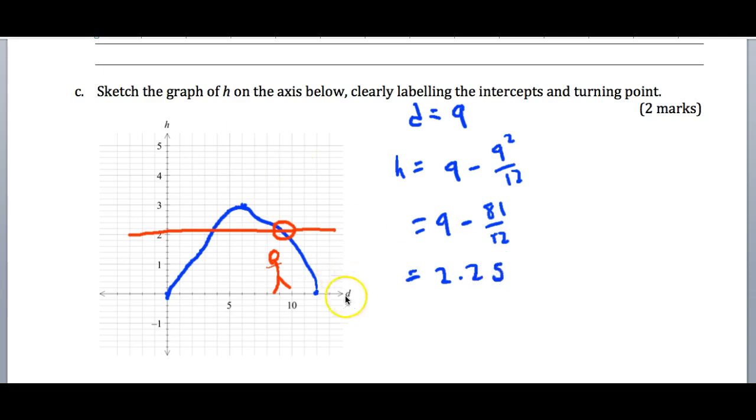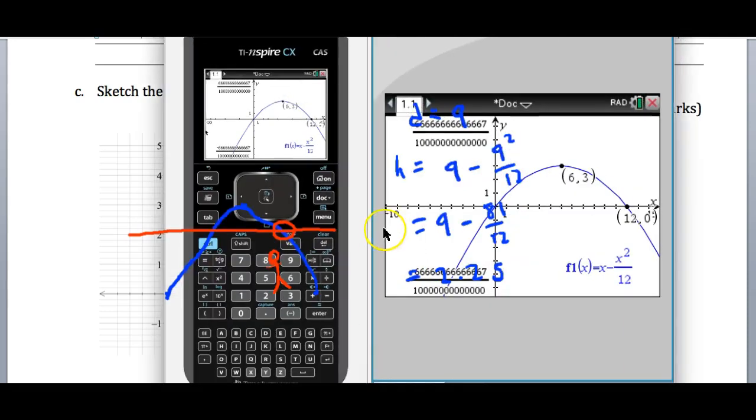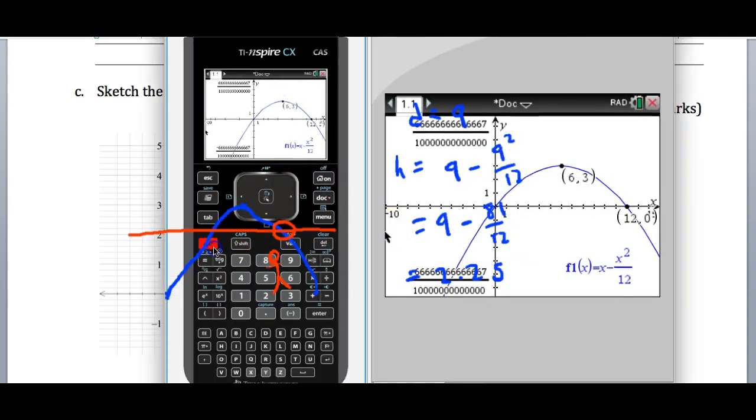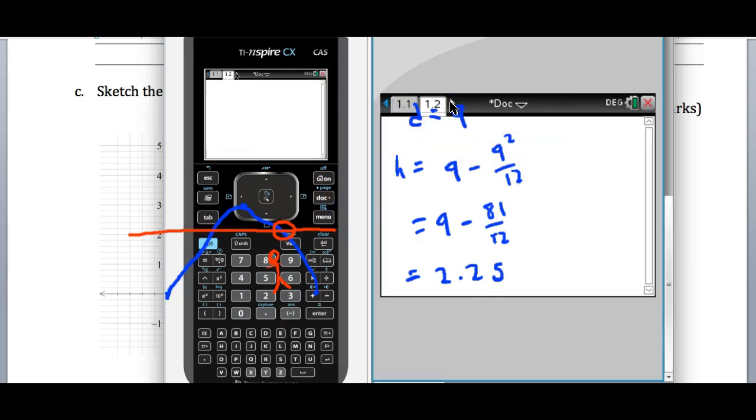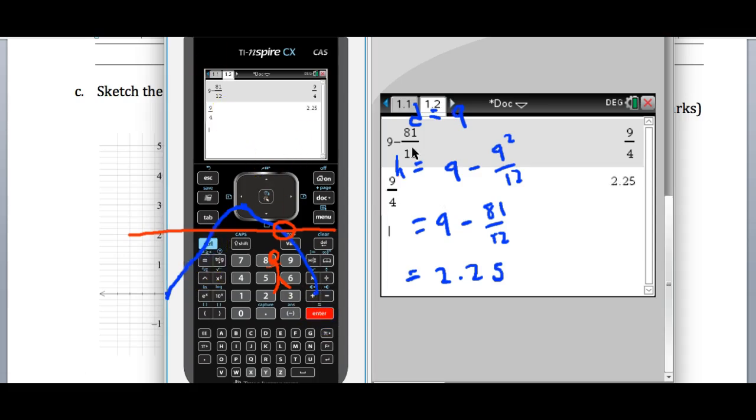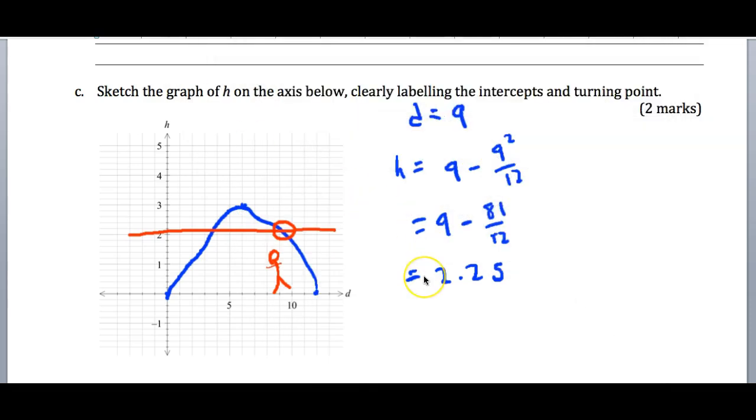Let's just quickly do that on the calculator. And you could also use solve on your calculator if you wanted to. So I'm just going to go over the top of this, or underneath it. So 9 minus 81 on 12. And you can see that's 2.25. Okay, so if it's 2.25, how much does the goalkeeper miss it by? So it misses it by 25 centimetres.